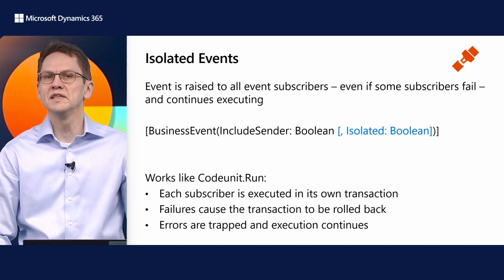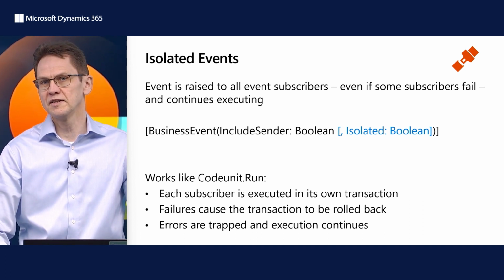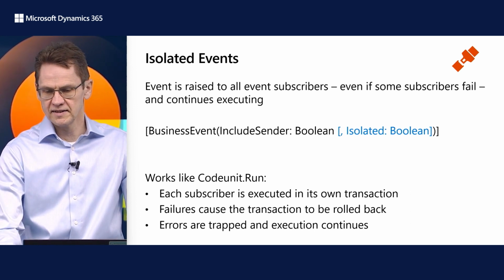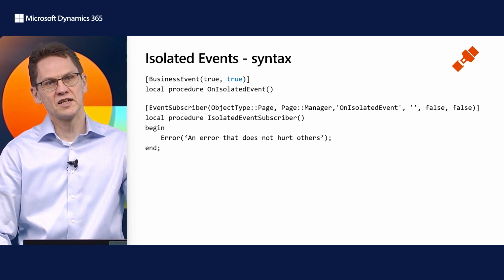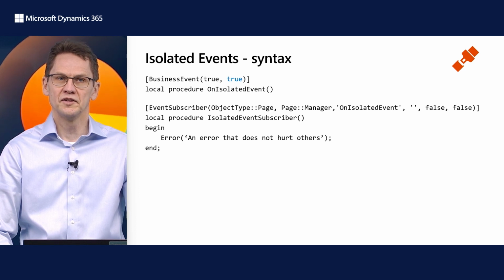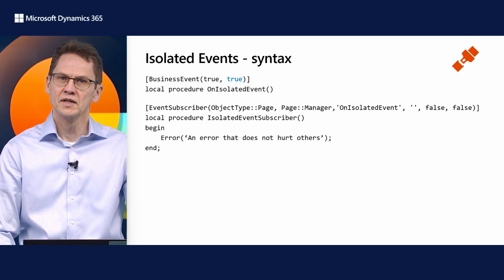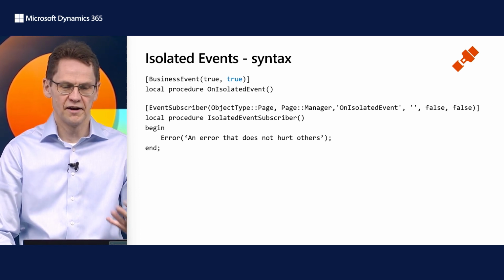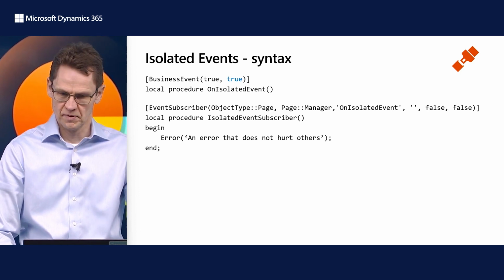It also means that it has the same limitation as Codeunit.Run, that you cannot raise an isolated event if there is an existing write transaction. The syntax change is very simple. It is just an extra boolean on the event definition on the publisher. For the event subscriber, there are absolutely no changes. So in this case, the error that gets raised here will not cause execution to stop.